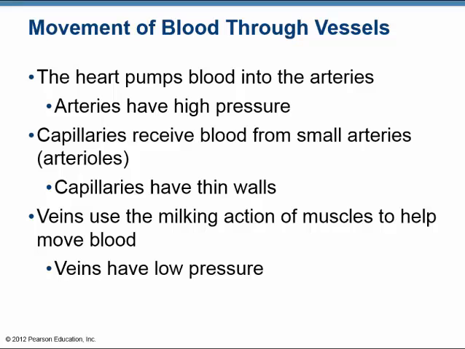Let's talk a little bit about blood pressure and the circulation of blood. Only arteries have high pressure, and that's because the heart is pumping the blood into the arteries. Capillaries, which receive the blood from small arteries called arterioles, have very thin walls, and they have a very low pressure as well. Veins have the lowest pressure, and they very often need the milking action of muscles to help move the blood back to the heart, particularly in the limbs.